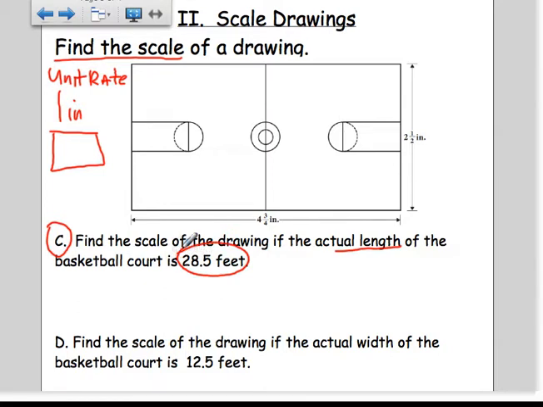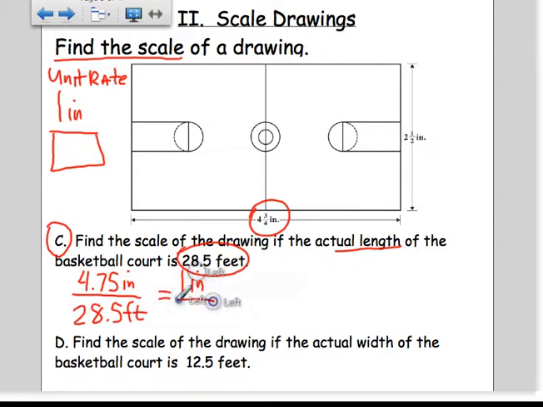So, I can see first that in the drawing, the length of the basketball court is 4 3/4 inches. That's the same thing as 4.75 inches. But in the real world, the problem is telling me that that's 28.5 feet. And so my goal is to figure out, knowing that, how many feet would 1 inch be? And so that means 1 inch equals x feet. And this is the proportion I'll write. I'm using all the information I have from the drawing, 4.75 inches and 28.5 feet. And I wrote a proportion that's essentially asking me to figure out how many feet is in 1 inch.